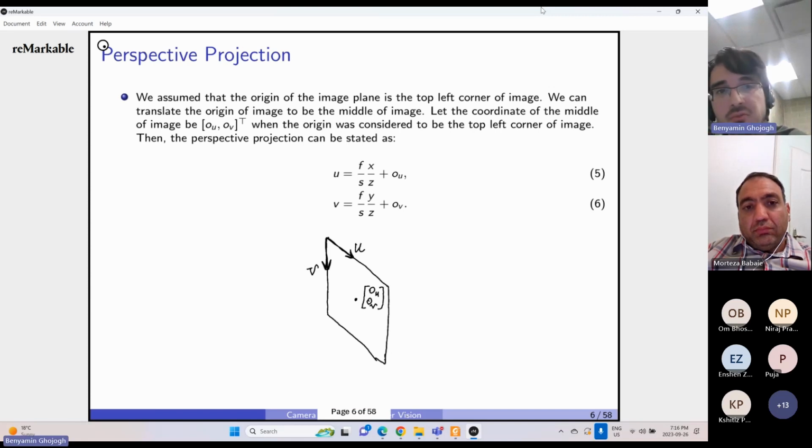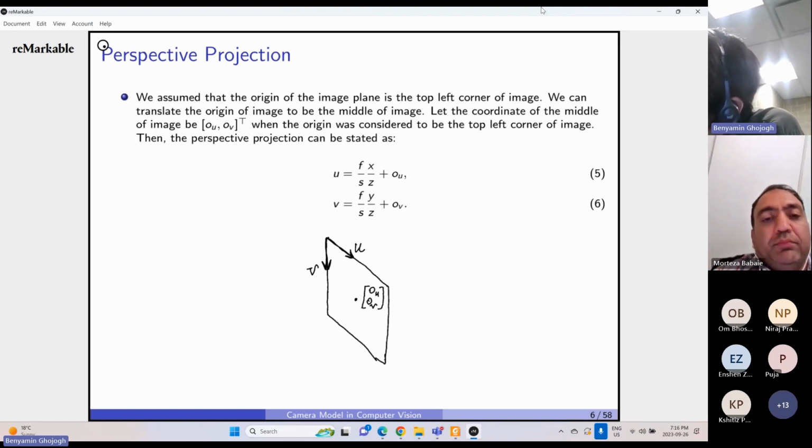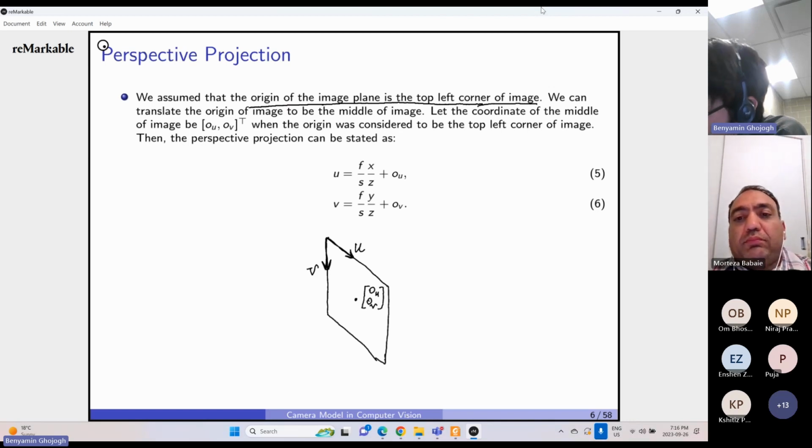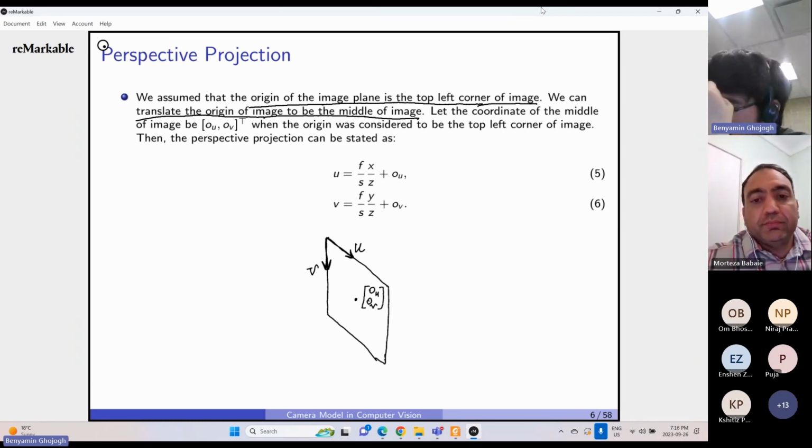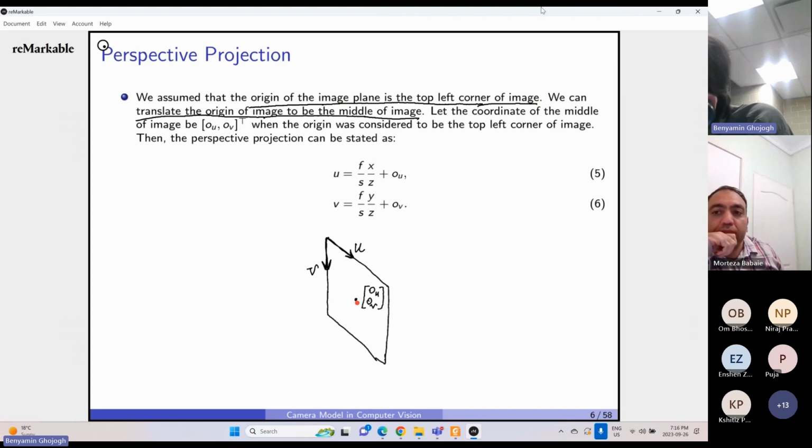Another thing we need to say is that we assume that the origin in the image plane is on the top left corner. But we can translate the origin of the image to be the middle of the image, right here. Assume that the coordinate of the middle of the image is denoted by OU and OV if the origin is the top left corner. Then if I add plus OU plus OV to these equations, I'm assuming that the origin is in the middle of the image. Okay.